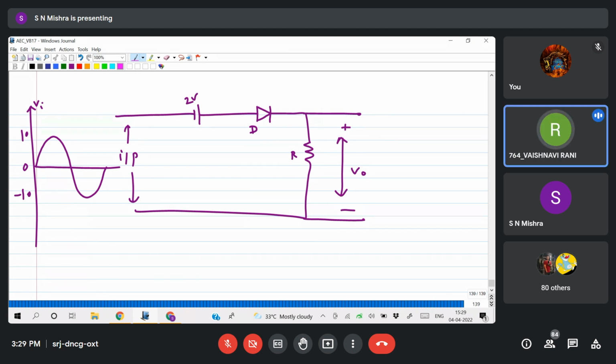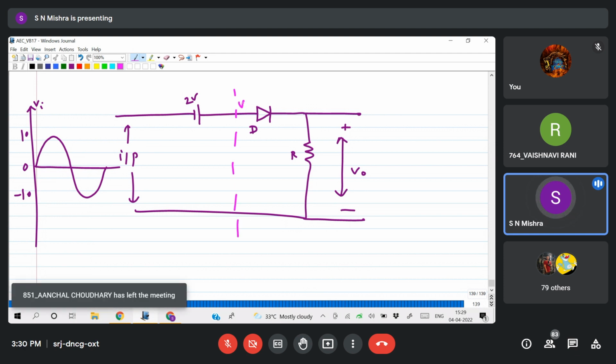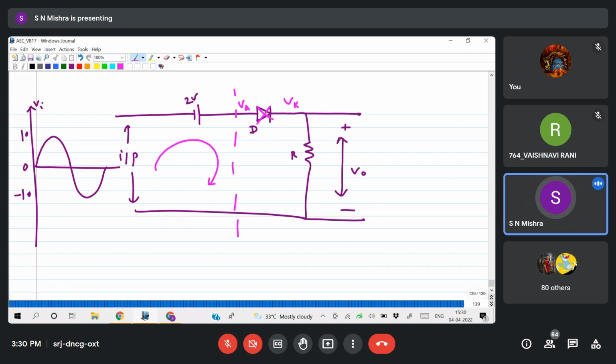Sir, for VI greater than -2, it is 12 volt. And for less than -2, is it? This is your anode potential, this is your cathode potential. If you open it, at the anode apply KVL here. So VI plus 2 should be greater than 0, so VI should be greater than -2 volt. Okay, then the diode is on. VI less than -2 volt, diode is off.